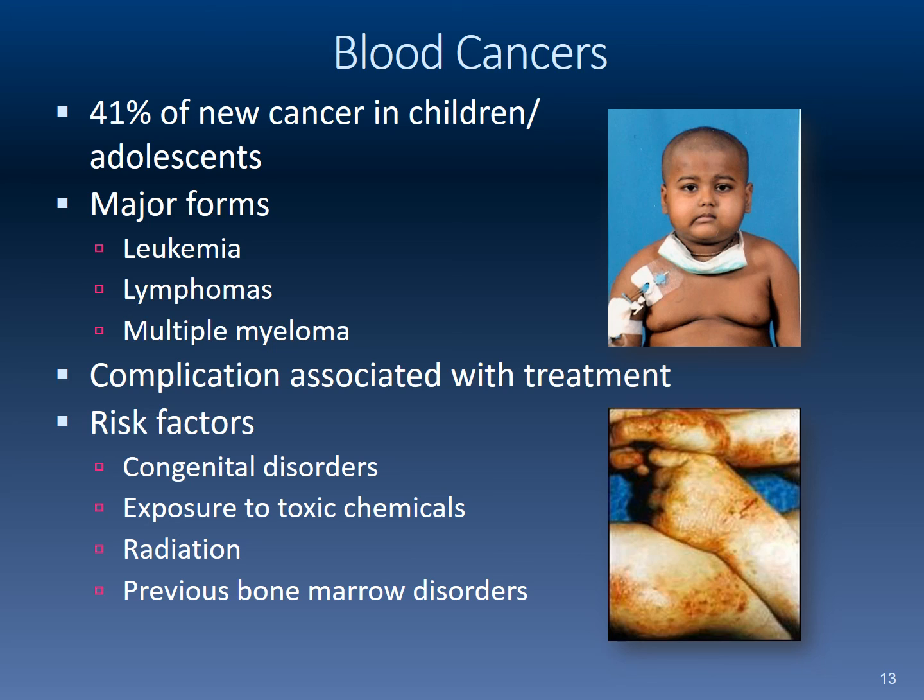Myeloma is a type of blood cancer that specifically targets your plasma cells. Plasma cells are white blood cells that produce disease and infection-fighting antibodies in your body. Myeloma cells prevent the normal production of antibodies, leaving your body's immune system weakened and susceptible to infection. Many complications are associated with treatments. Risk factors associated with these cancers include congenital disorders, exposure to toxic chemicals, radiation, and previous bone marrow disorders.